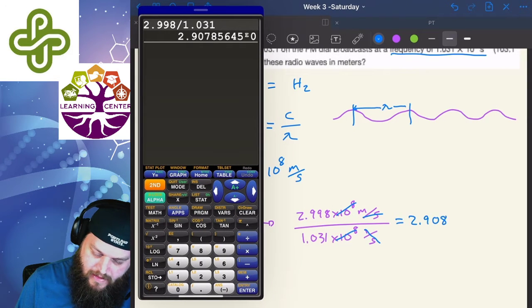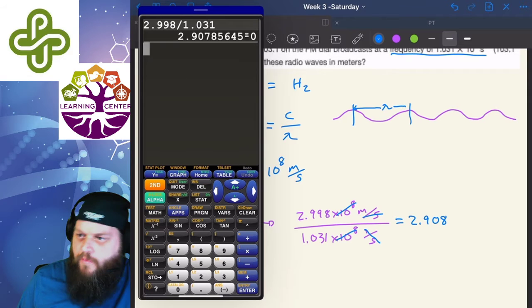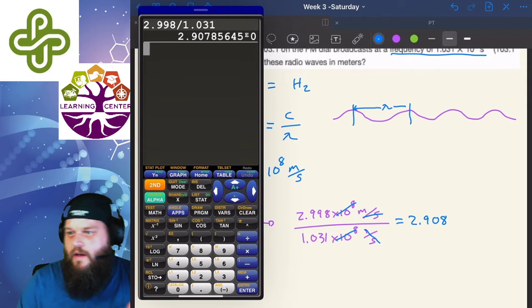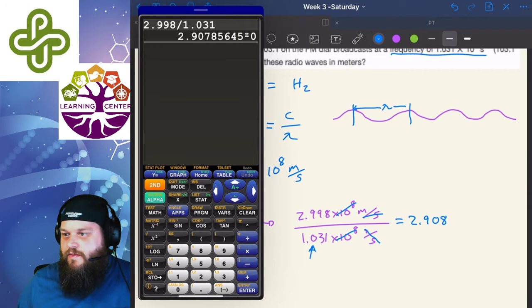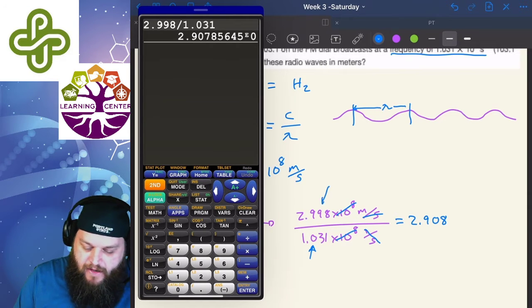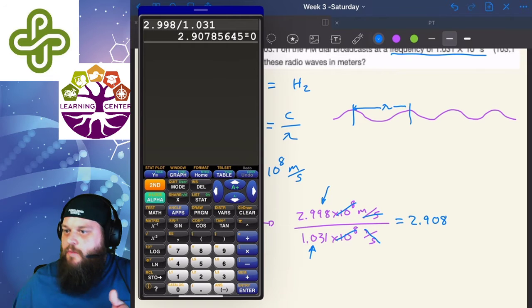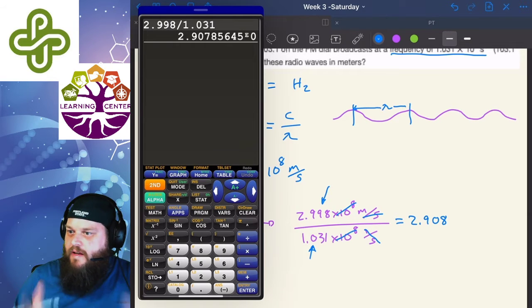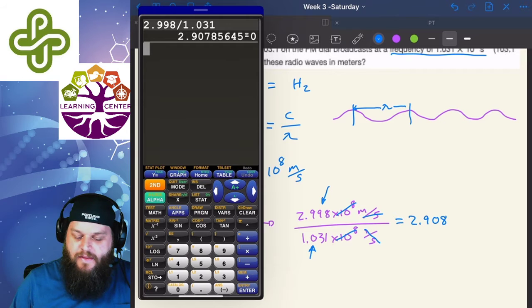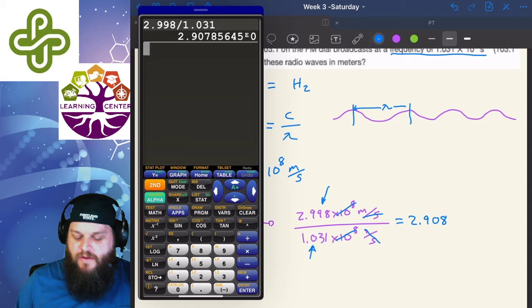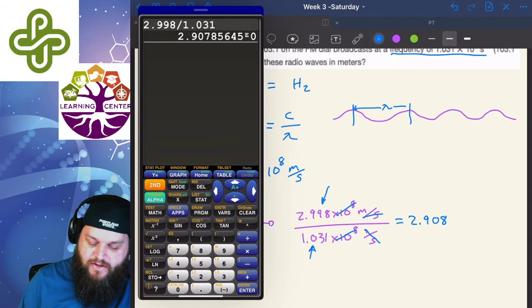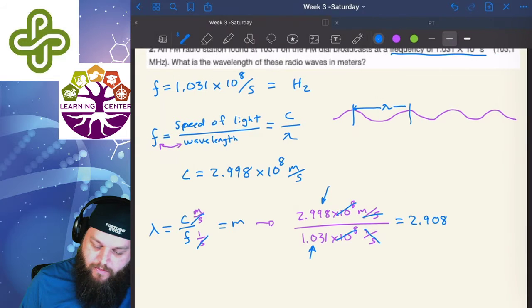2.908. I'm going to keep it to 4 sig figs because we've divided the whole time, and the value we were given was in 4 significant figures. The speed of light really is, you can go out to more significant figures than that. I just rounded it at 4 because that's what we were sticking to, and that's going to be a constant value. There's no uncertainty essentially with that. So I rounded my significant figures to be equal to 4, since that's what we had in the problem. And that's going to be in meters.